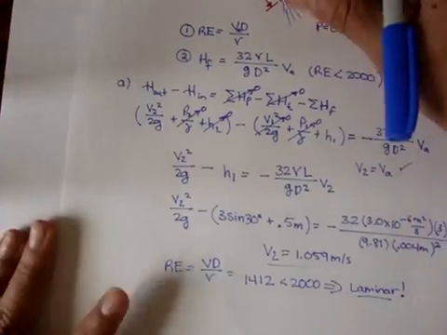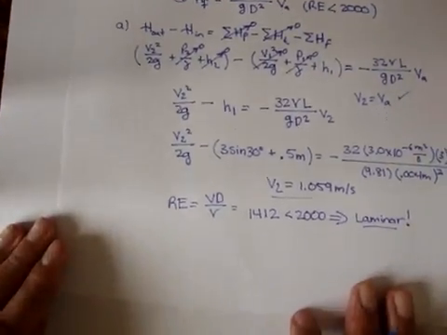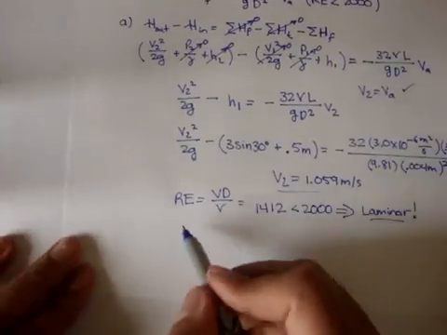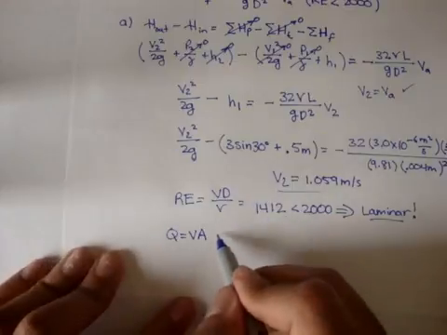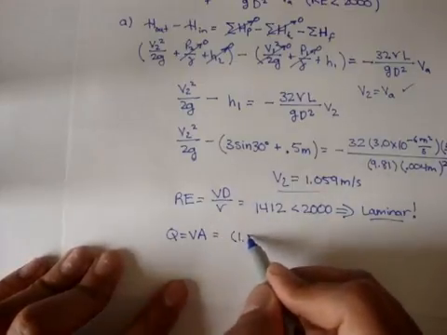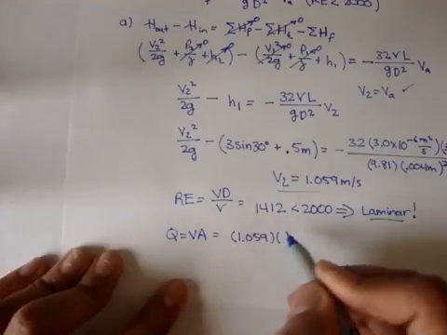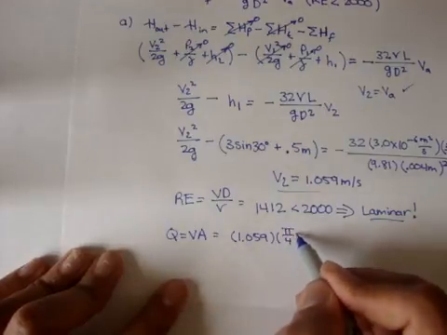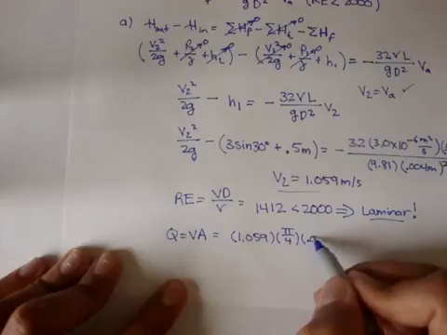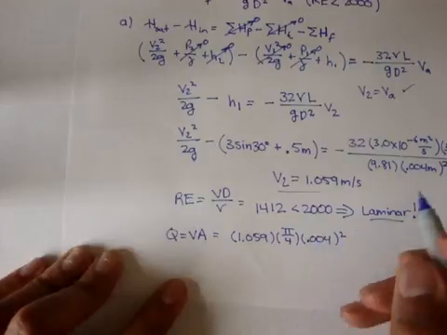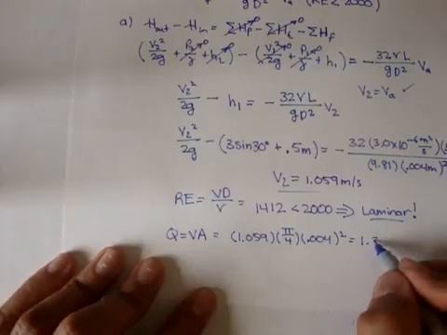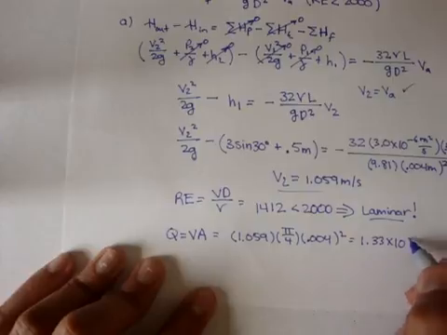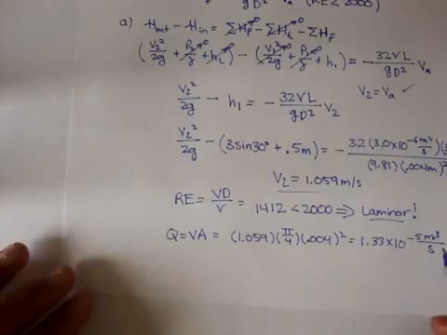Okay? So one more thing we need to figure out is the flow rate of the pipe. The flow rate is just Q equals VA, right? And the velocity we figured out to be 1.059 times the area. It's a tube, so it's pi over 4 times the diameter squared, which is 0.004 squared. And that's equal to 1.33 times 10 to the negative 5th meters cubed per second. Okay? That's in meters cubed per second.